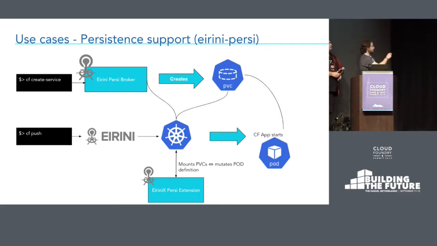The component which is mounting the volume is the EiriniX Persi extension. It sits between your cf push and the application which is going live, and it will mount the PVCs that were created before with cf create-service. So basically, when we mount them, we read in the pod definition the VCAP_SERVICES environment, which has the credential, not the credential, the ID of the PVC in this case.